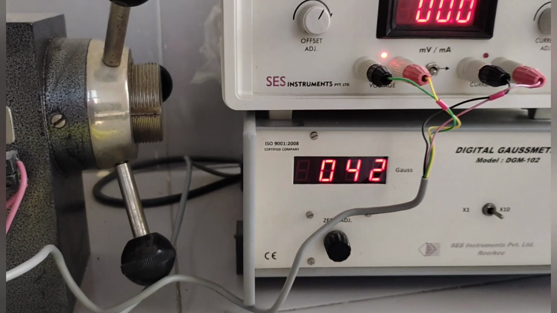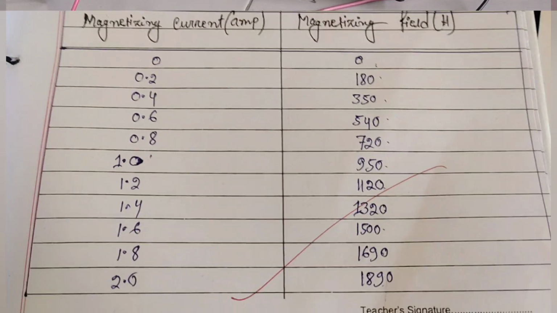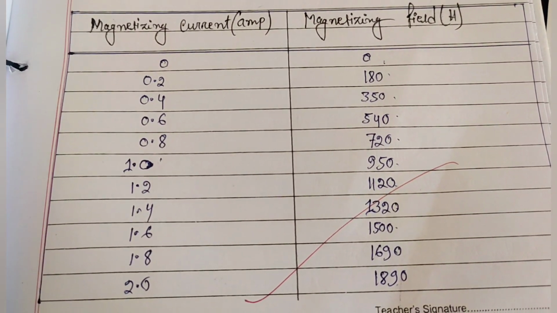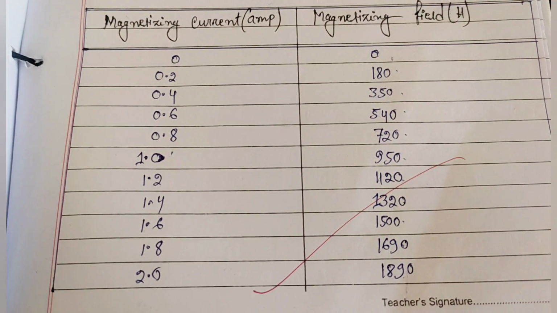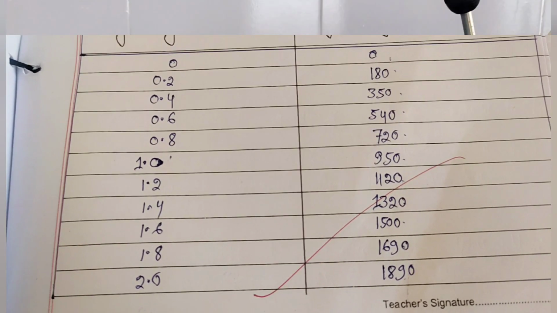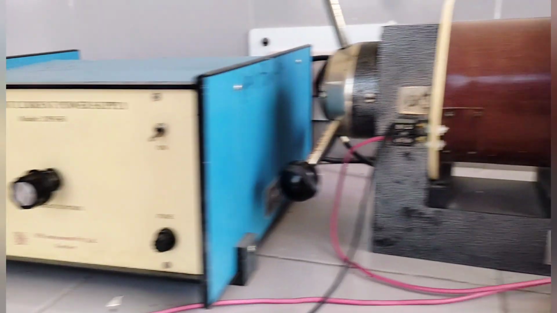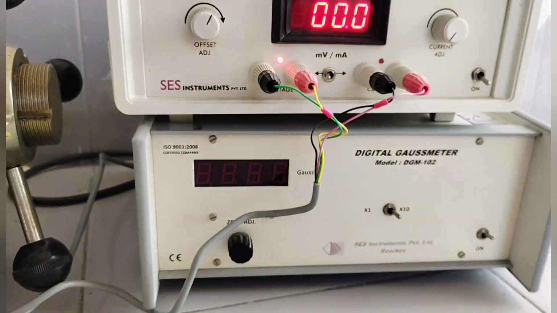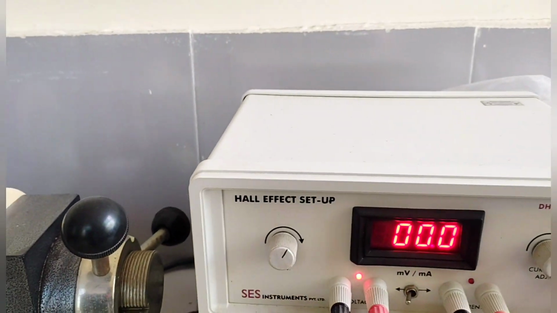We can see that the field reading is steadily increasing whenever we increase the current. So this is the first table of the Hall effect experiment, magnetizing current versus magnetic field. We are increasing the magnetizing current and the magnetic field is increasing. After the last reading, that is 2 ampere current, turn off the Gauss meter. The Gauss meter is no more required. We will minimize this current and turn on the Hall effect setup.